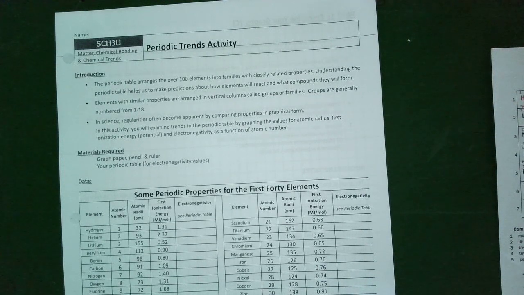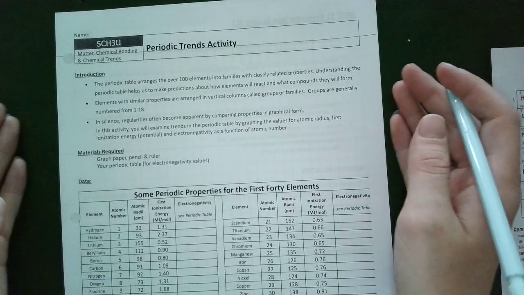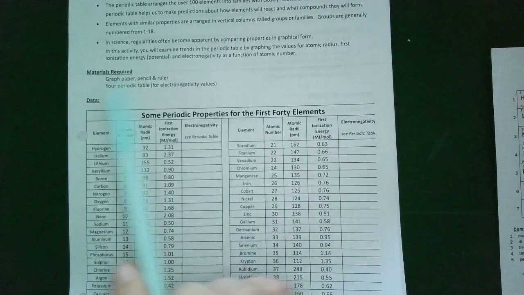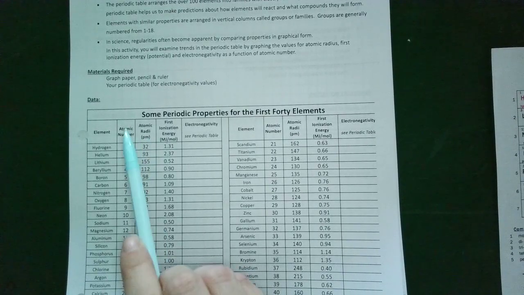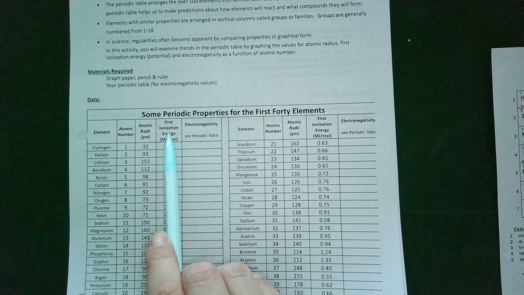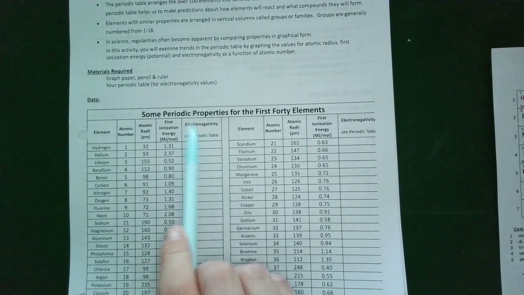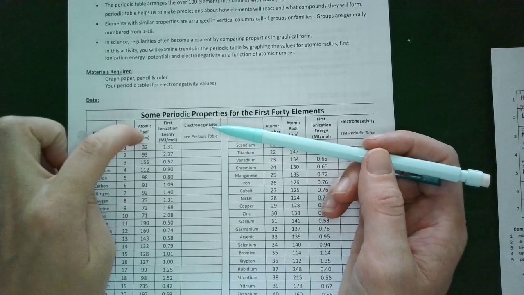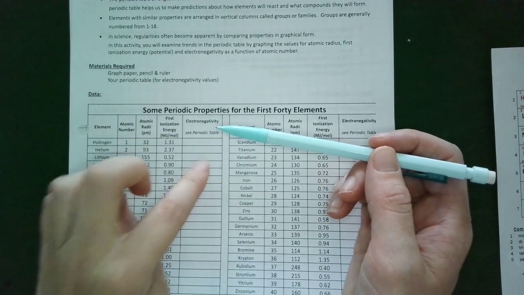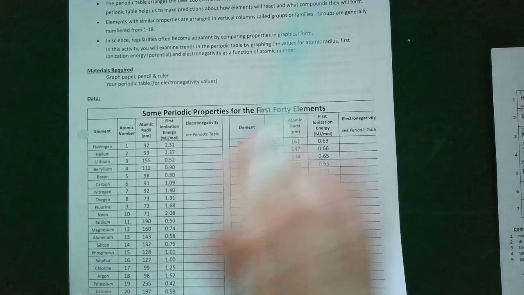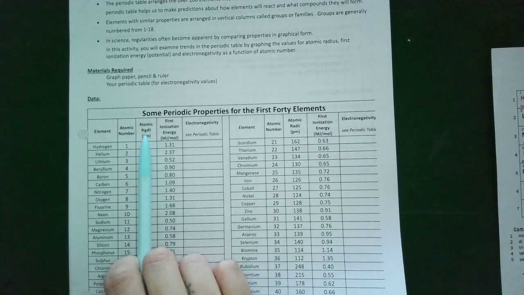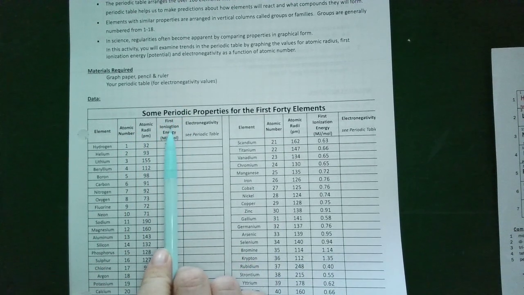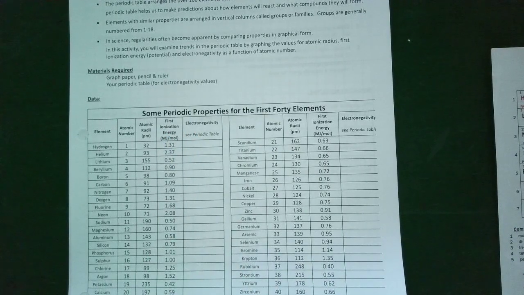Okay, welcome to my video tutorial on the periodic trends activity, the graphing activity, where you'll be making three different graphs based on atomic number versus atomic radius, atomic number versus first ionization energy, and atomic number versus electronegativity. So you are responsible for creating three different graphs, the first being with atomic radius, the second being ionization energy, and the third being electronegativity. I will walk you through the first graph, which is the atomic radius and atomic number, but you are responsible for your own graph of ionization energy and electronegativity.